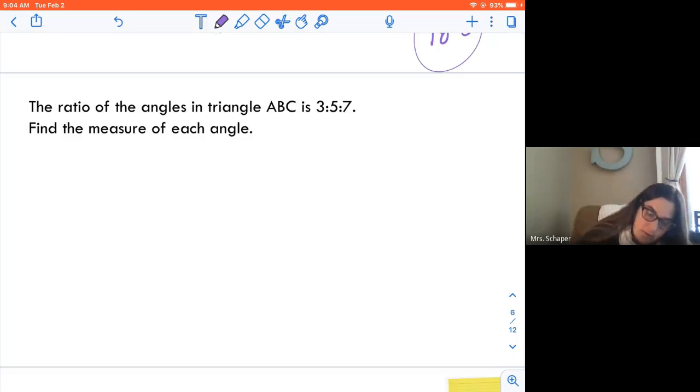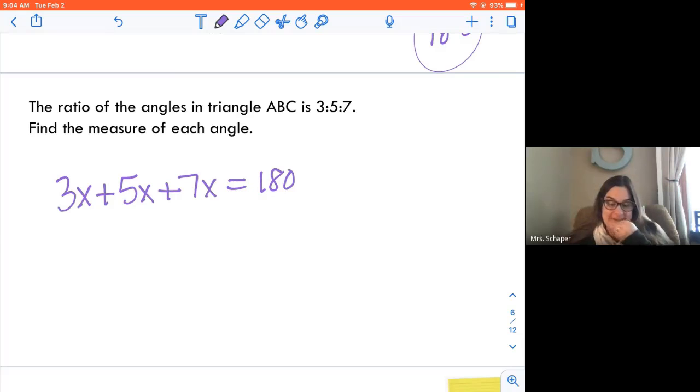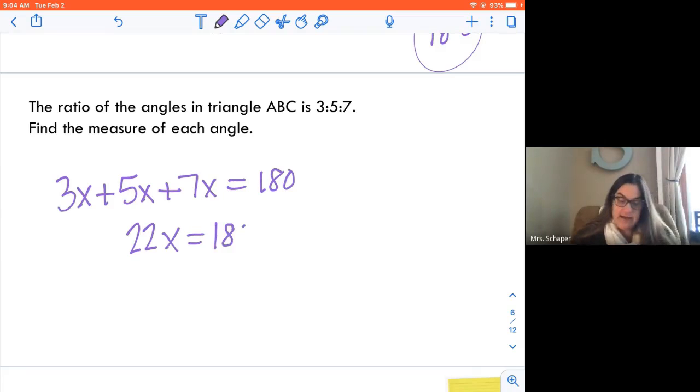Okay, here we go. So 3 times something plus 5 times something plus 7 times something equals 180, okay? So 15 and 7 is 22x equals 180. So 180 divided by 22. Let me see if I added that right. Nope, I didn't add that correctly. How about we make it 15? That would be a better number. All right. So x equals 12.